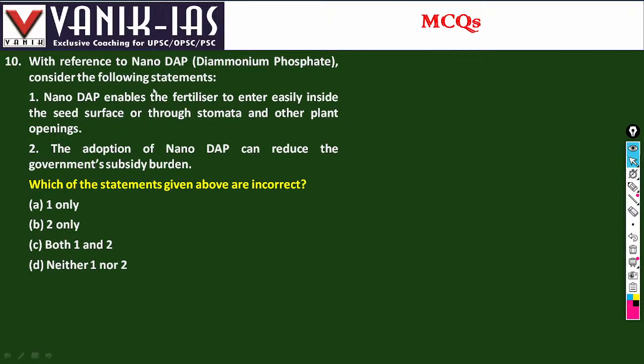With reference to nano DAP, diammonium phosphate, consider the following. Nano DAP enables the fertilizer to enter easily inside the seed surface through stomata and other plant openings. So, right. The adoption of nano DAP can reduce the government subsidy burden. That is also right. Here the incorrect count is none, because both are correct.